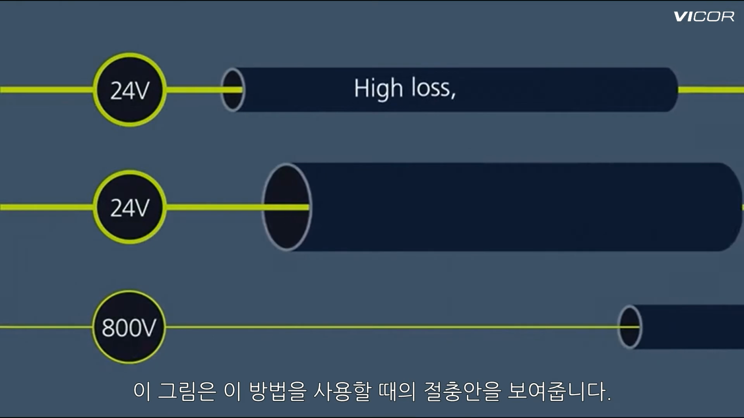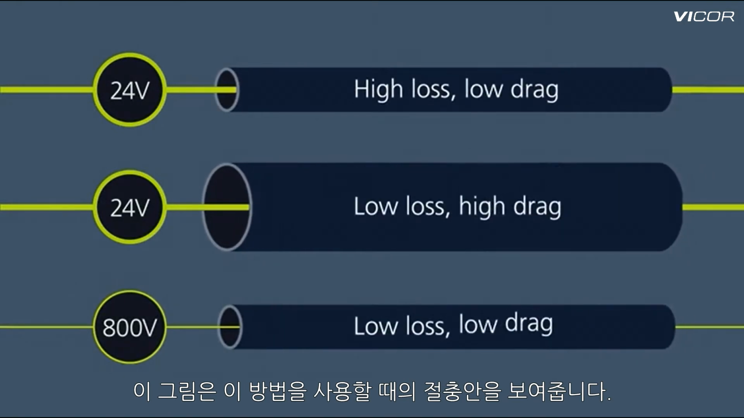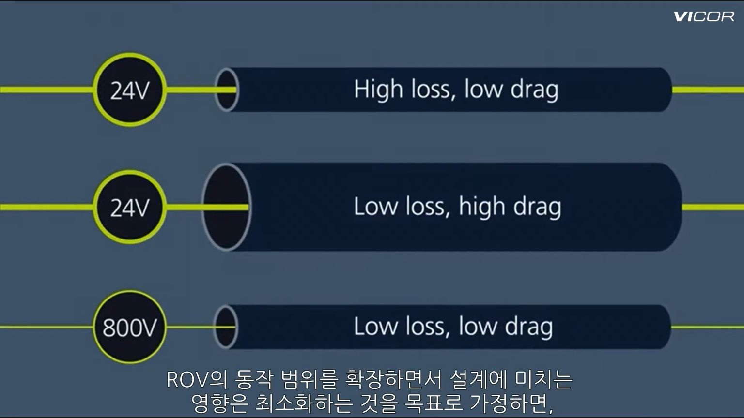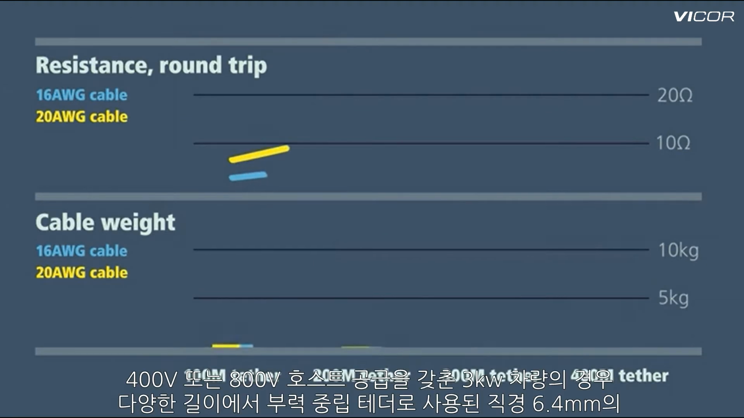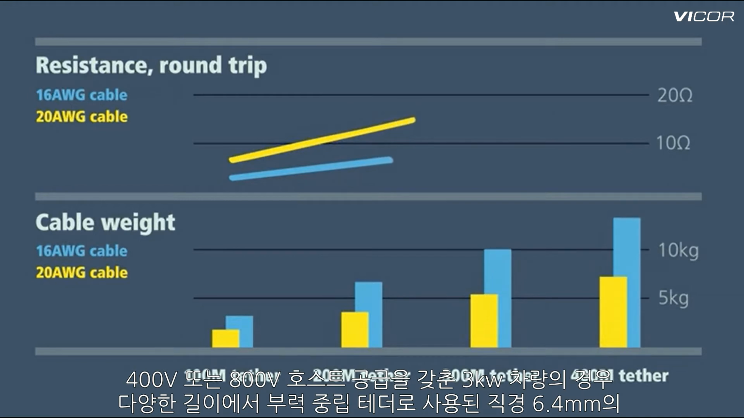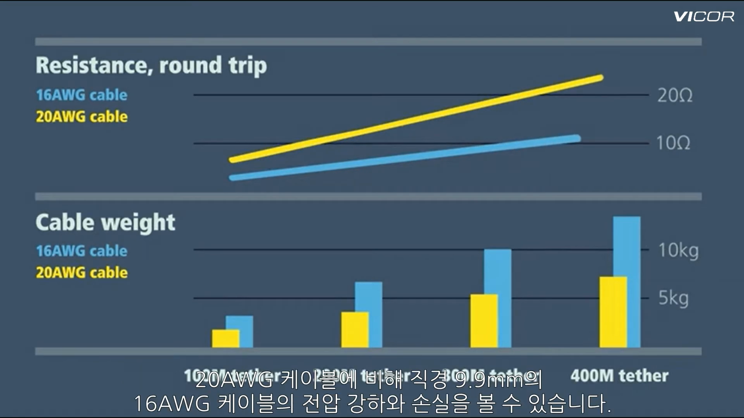The figure shows the basic trade-offs that are involved with this decision. Assuming the goal is for the ROV to expand operating range with minimal impact on vehicle design, you can see the voltage drop and losses of a 16-gauge cable with a 9.9 millimeter diameter versus a 20-gauge cable with a 6.4 millimeter diameter that were used as buoyancy-neutral tethers at various lengths for a 3-kilowatt vehicle with either a 400-volt or 800-volt host supply.